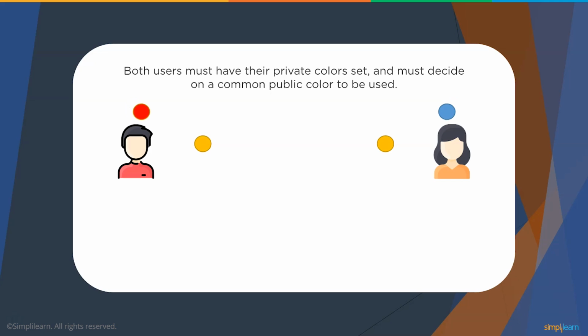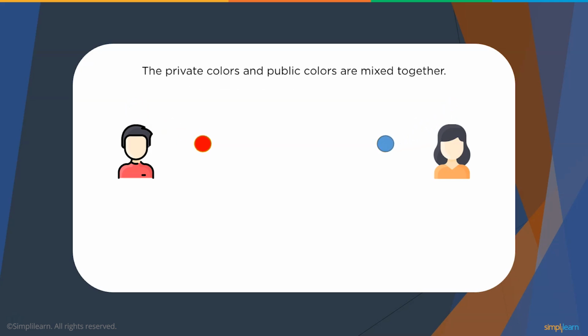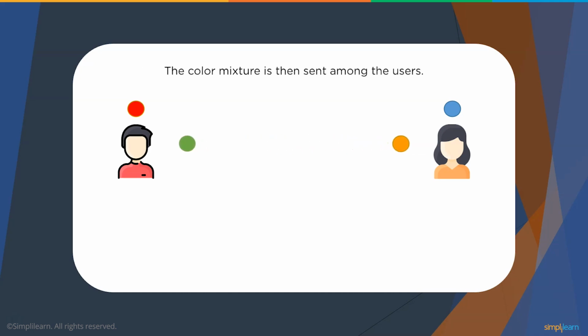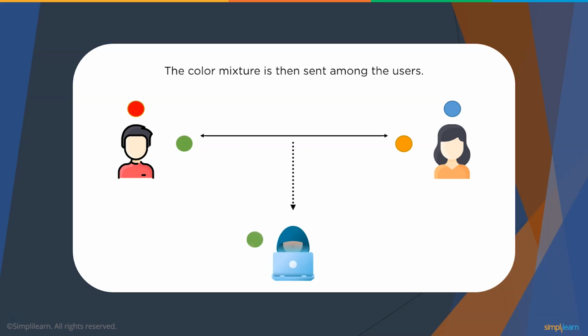In the next step, both users have to mix their private colors and the publicly decided common color. After mixing, we are going to get a new color mixture with each of the users. Once we receive a new mixture for each user, this mixture is then sent to each other. Now this is done over an insecure channel, which means this communication can easily be intercepted by any malicious actors who are listening on to the channel. At this point of time, even if the mixtures are exchanged, the hackers have only that, the mixtures. They do not possess the private colors of both users.